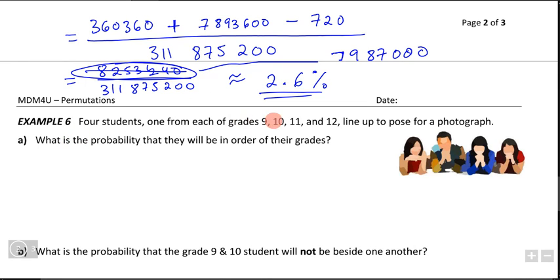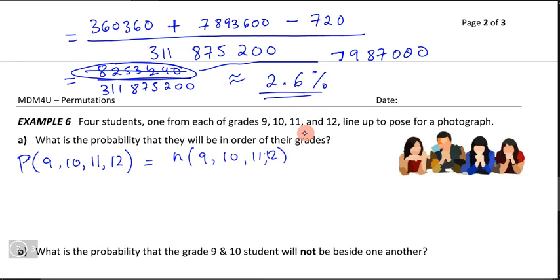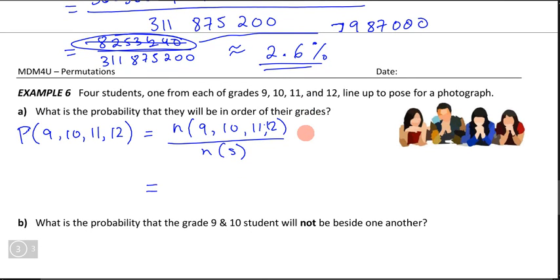All right, example number 6. 4 students, 1 from each grades 9, 10, 11, and 12, line up to pose for a photograph. What is the probability that they will be in order of their grades? So the probability of the event 9, 10, 11, 12 in that order is equal to the number of ways you can arrange 9, 10, 11, and 12 divided by the total number of ways. There's just one arrangement of getting these 4 students in the order that we want them in. How many ways are there to arrange the students? Well, there are 4 factorial ways. And that can be said as 1 over 24.